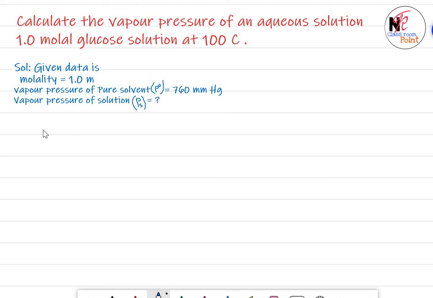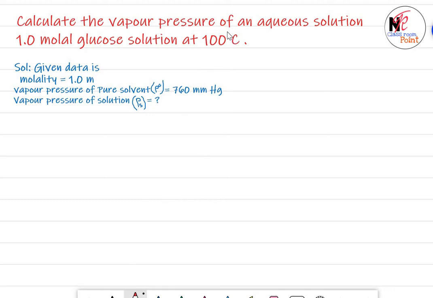In this session, let's go for another question which is related to the relative lowering of vapor pressure as well as Raoult's law. The given question is: calculate the vapor pressure of an aqueous solution, a 1 molal glucose solution, at 100 degrees centigrade.